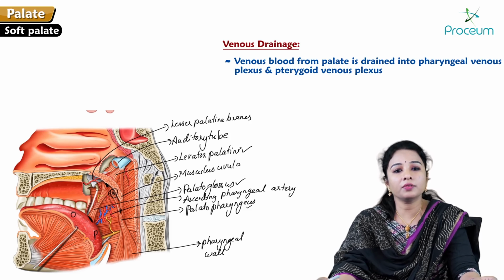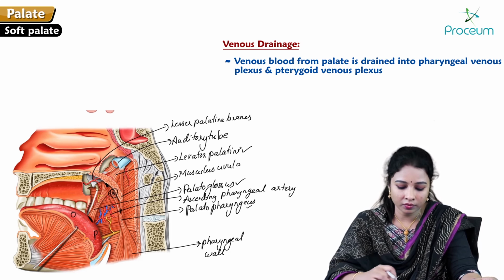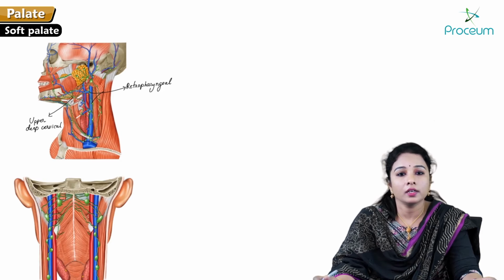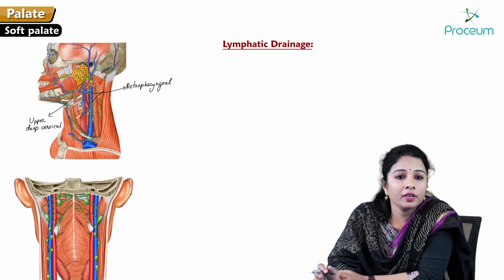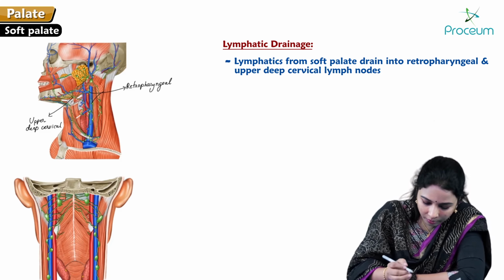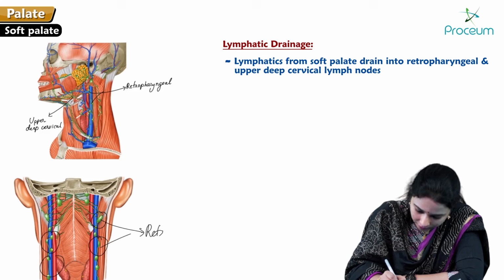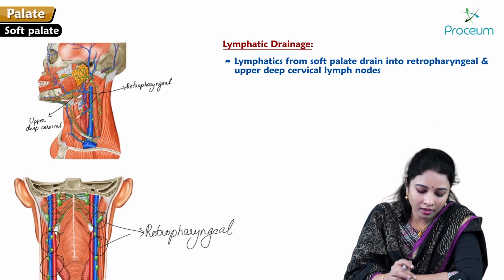Venous drainage. The venous blood from the palate is drained into the pharyngeal plexus and pterygoid venous plexus. So we can see the veins here which drain into the pharyngeal plexus and pterygoid venous plexus. Lymphatic drainage of the soft palate is similar to that of the hard palate, where it drains into the retropharyngeal group of lymph nodes. Here we can see, posterior to the pharynx, the retropharyngeal group of lymph nodes in this second image. They also drain into the upper deep cervical lymph nodes.